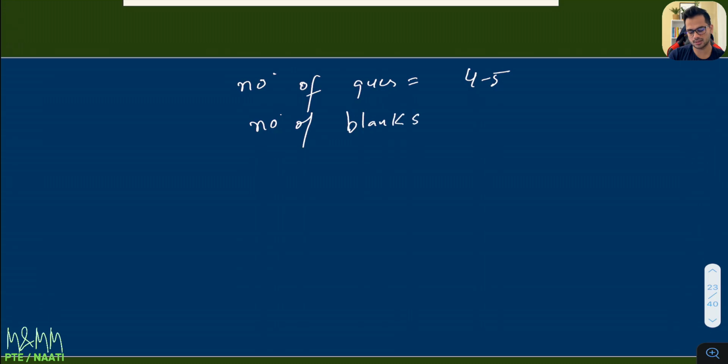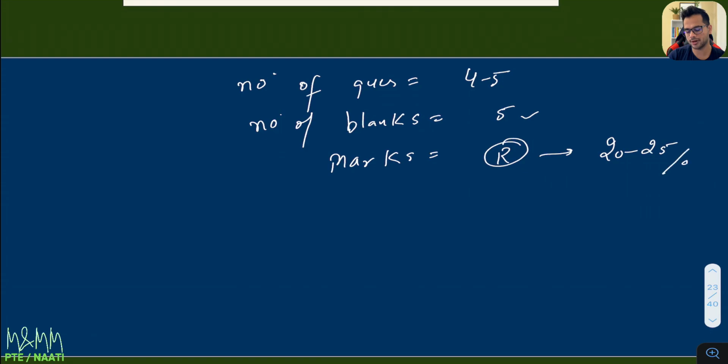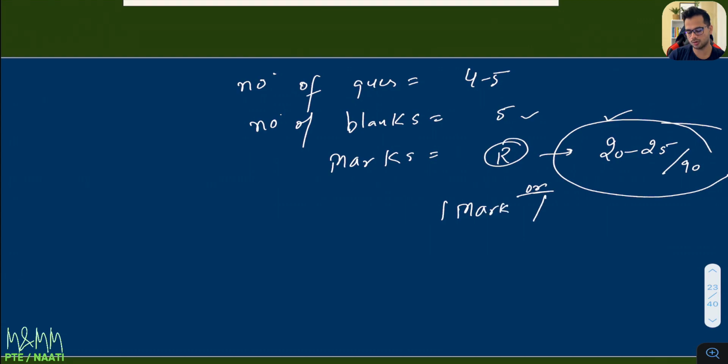Number of blanks in each question, it's about on an average 5 blanks. You can get 4, you can get 6, you can get 5. On an average it's about 5 blanks per paragraph. In terms of marking, you only get marks in reading, but it's about 20 to 25 marks out of 90, or a different way to understand, 1 mark out of 90 per 1 blank.